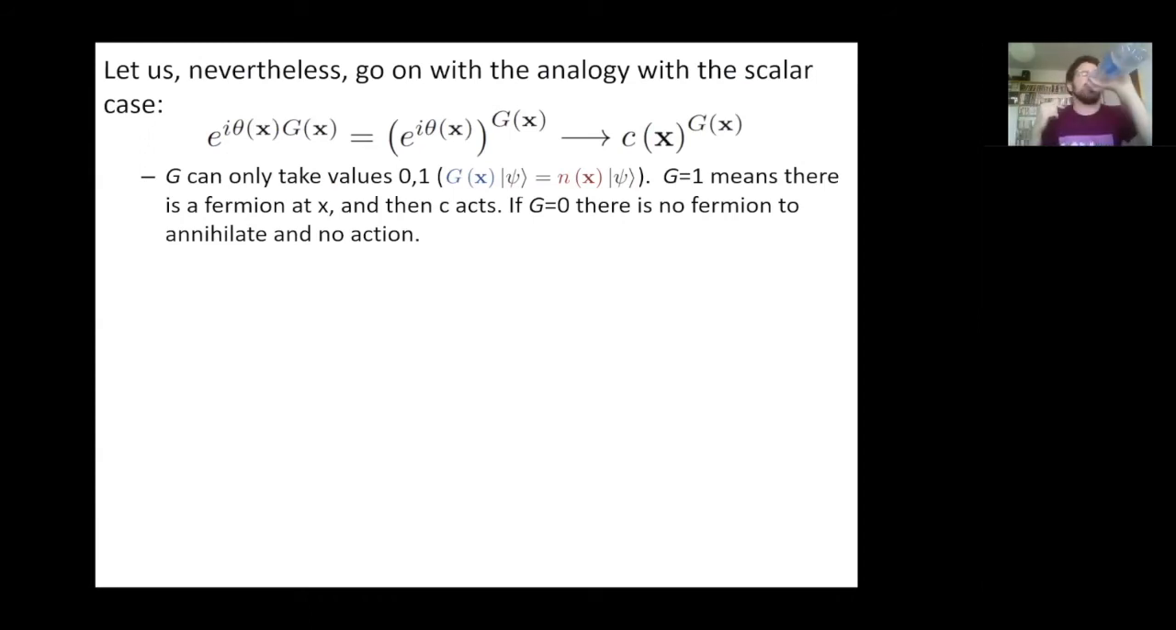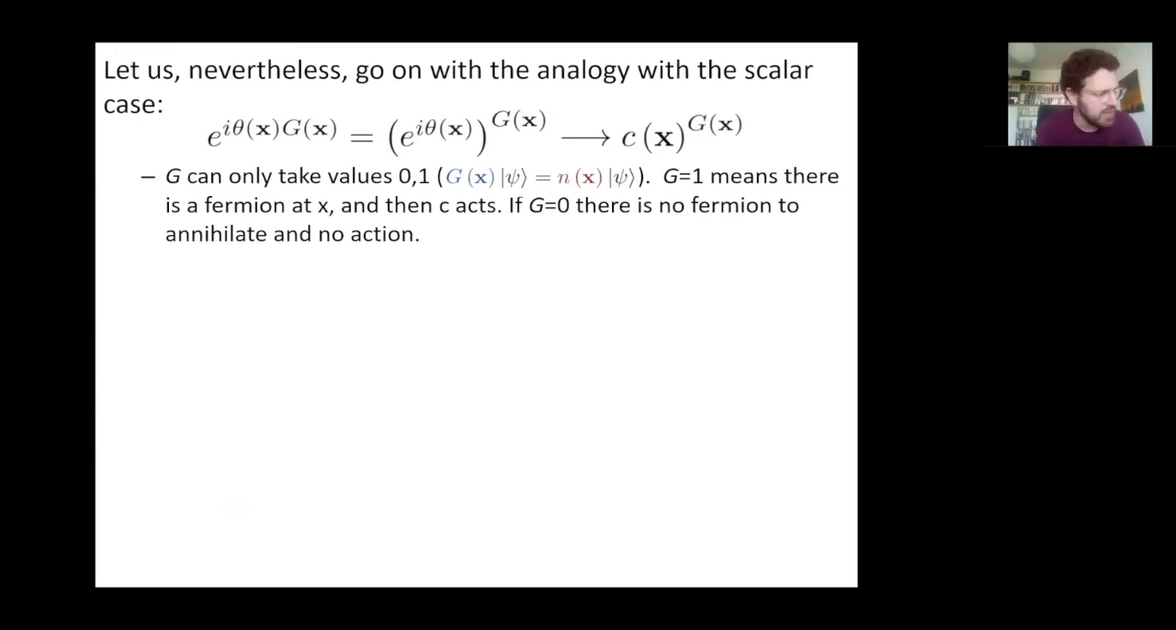However, let's try to push this analogy a bit further, although we know it doesn't work, in order to see what exactly we have to do and what we have to fix. So in the scalar case, we had the local transformations that had the form of e to the i theta g, or if you want, e to the i theta, the operator that changes the charge of the matter on the vertex, to the power of g, the divergence of the electric field.